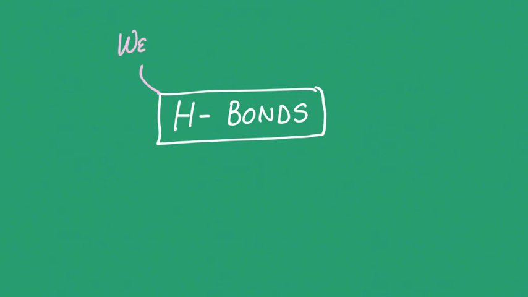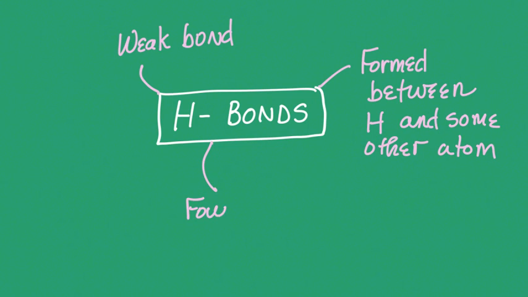Let's recap what we know about hydrogen bonds. Hydrogen bonds are weak bonds. They are formed between hydrogen and some other atom. Hydrogen bonds are found between water molecules.